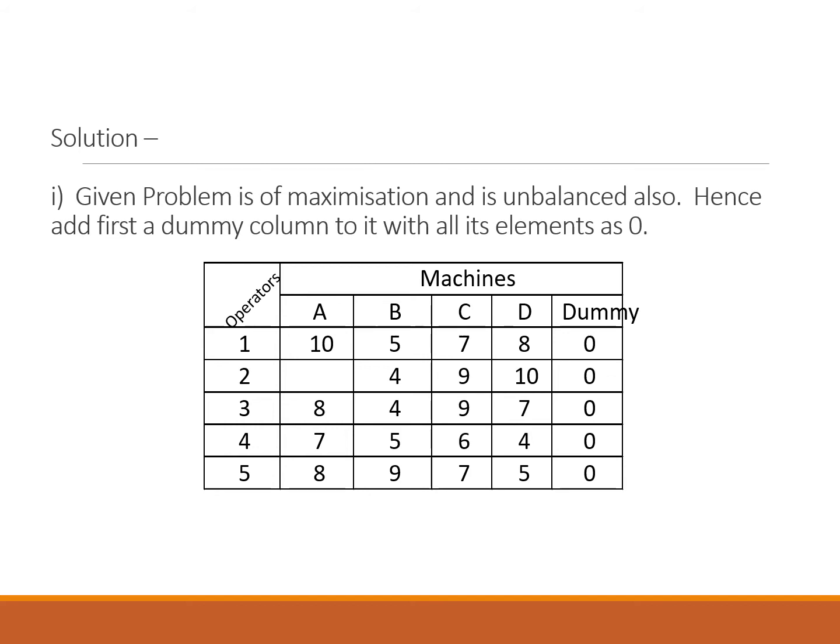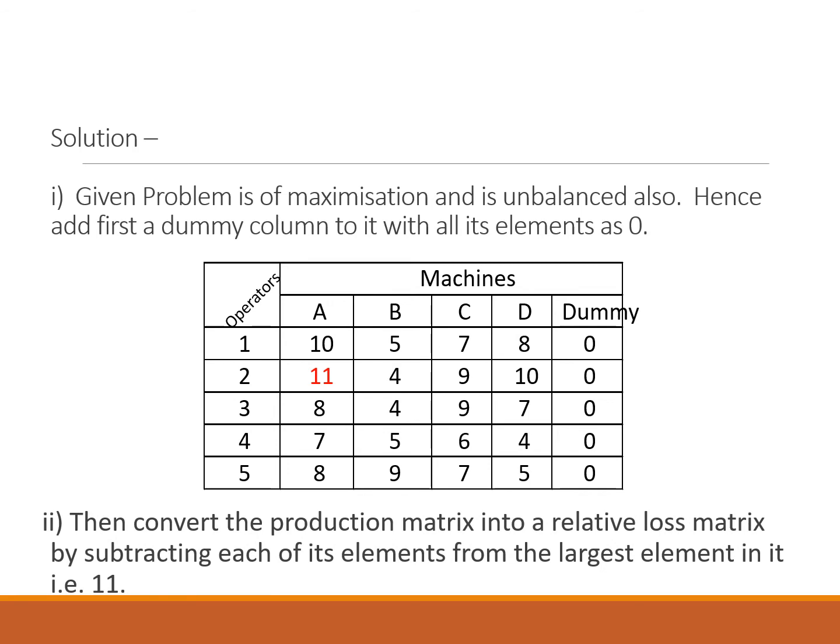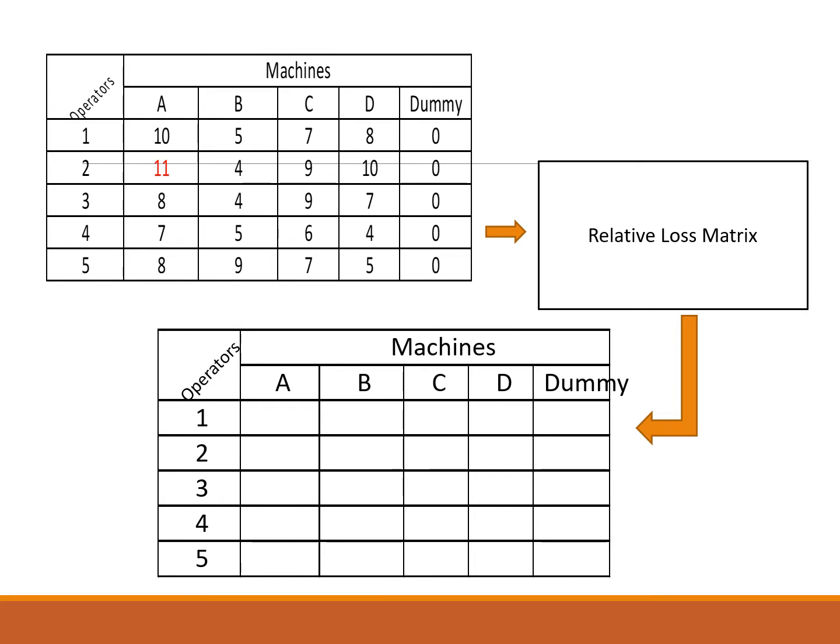Then next, identify the maximum value among all these opportunity costs. So here the maximum value is 11. So our next step is to convert the production matrix into a relative loss matrix by subtracting each of its elements from the largest element in it, that is 11. So we identified that the largest element is 11. So subtract all other values from the largest element.